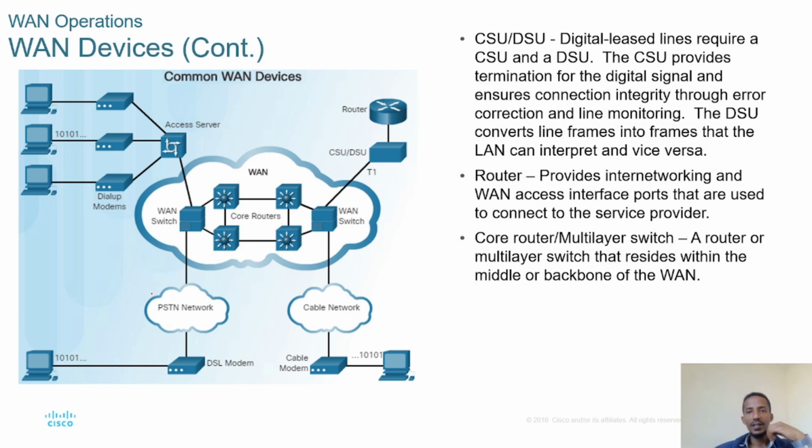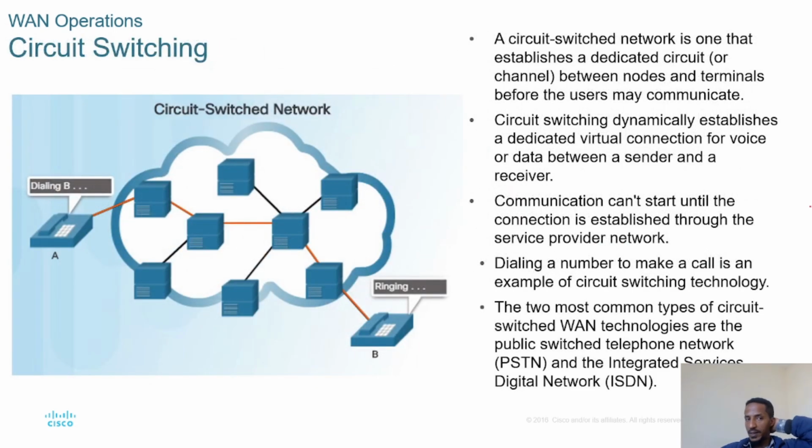We said, what was the purpose of CSU/DSU? The CSU/DSU will send and receive digital data, not analog to digital conversion. The routers are usually layer 3 devices, so they work based on IP addresses. In the same manner, the core switch or the multi-layer switch will work in that scenario.